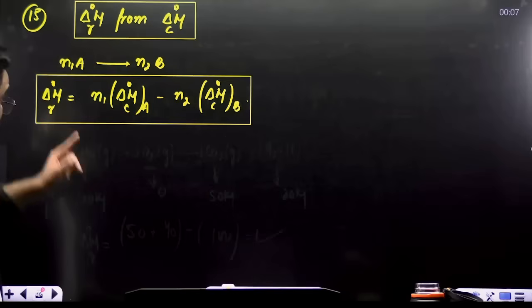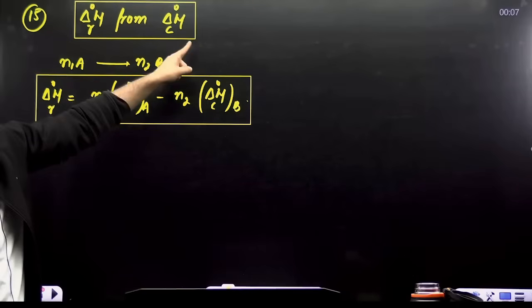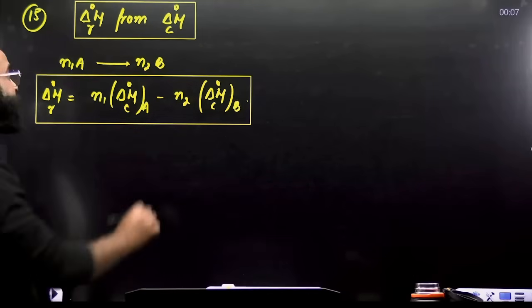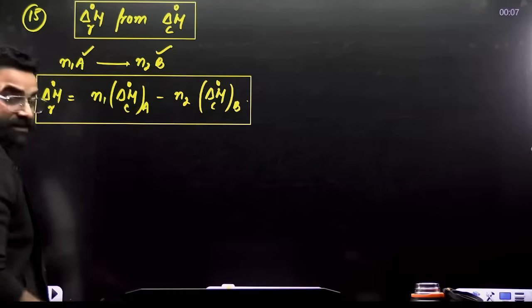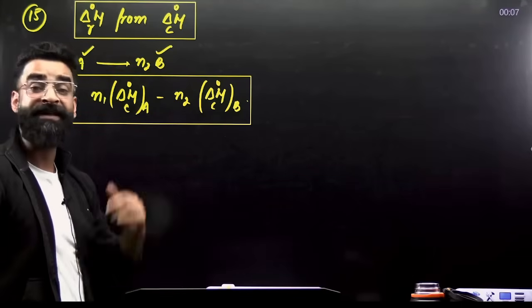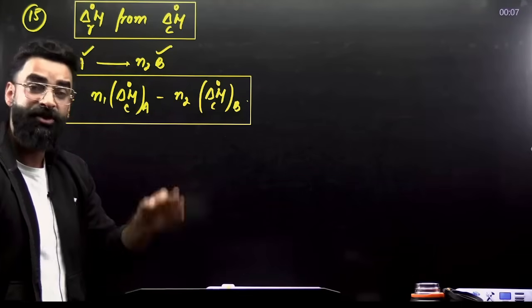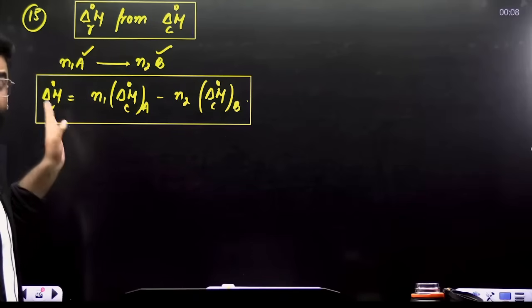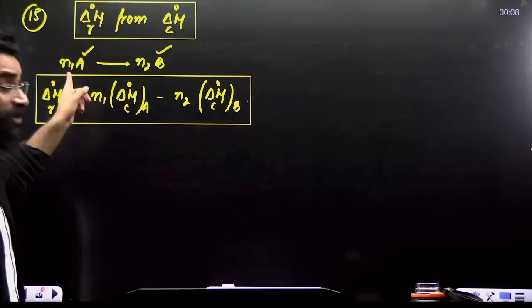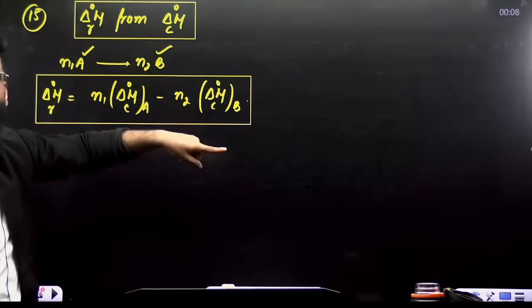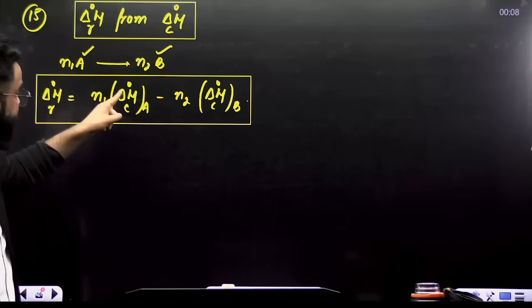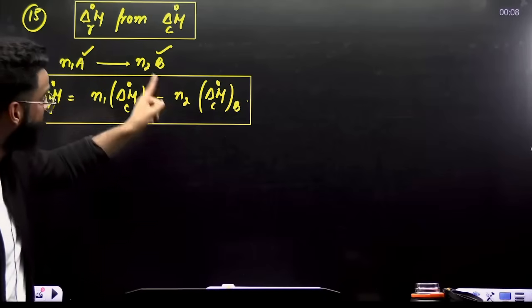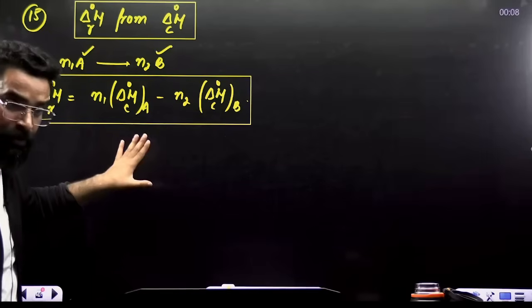Similarly, enthalpy of reaction from enthalpy of combustion. In the question, they can give you the enthalpy of combustion of reactants and products, and you will have to calculate the enthalpy of reaction. Enthalpy of reaction will be enthalpy of combustion of reactants minus enthalpy of combustion of products: N1 into enthalpy of combustion of A minus N2 into enthalpy of combustion of B. This can be one more question asked.